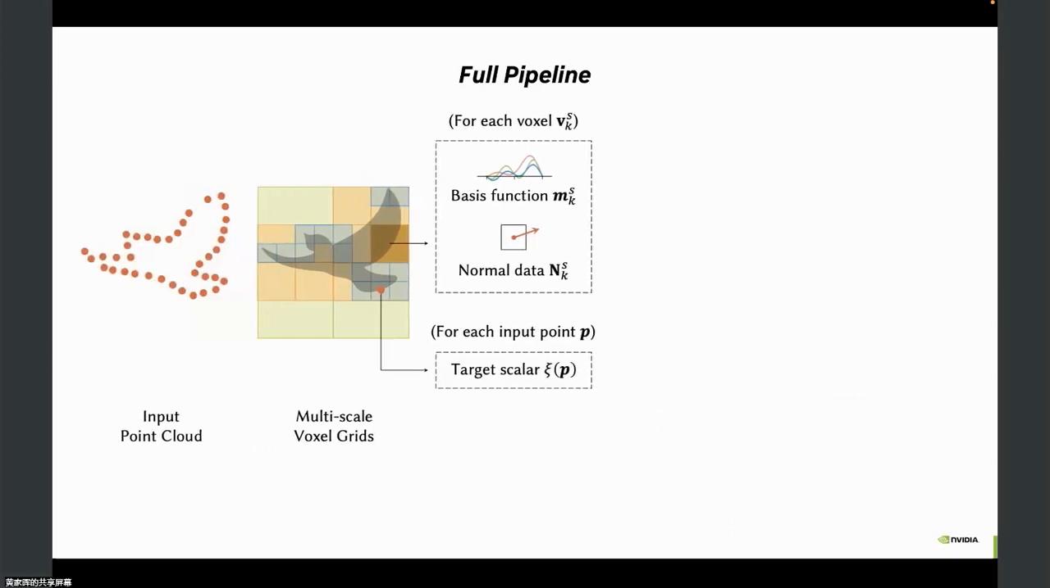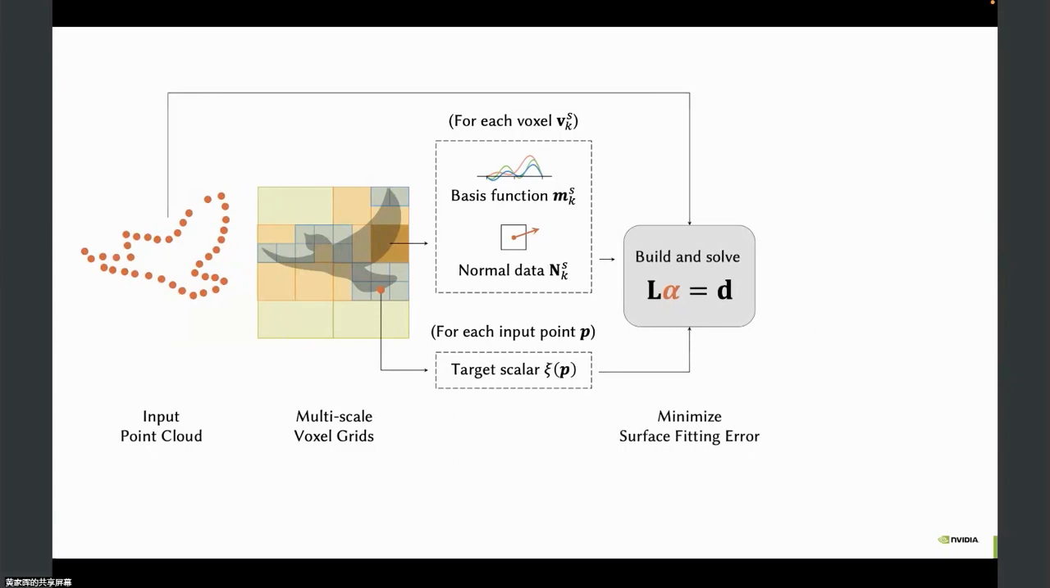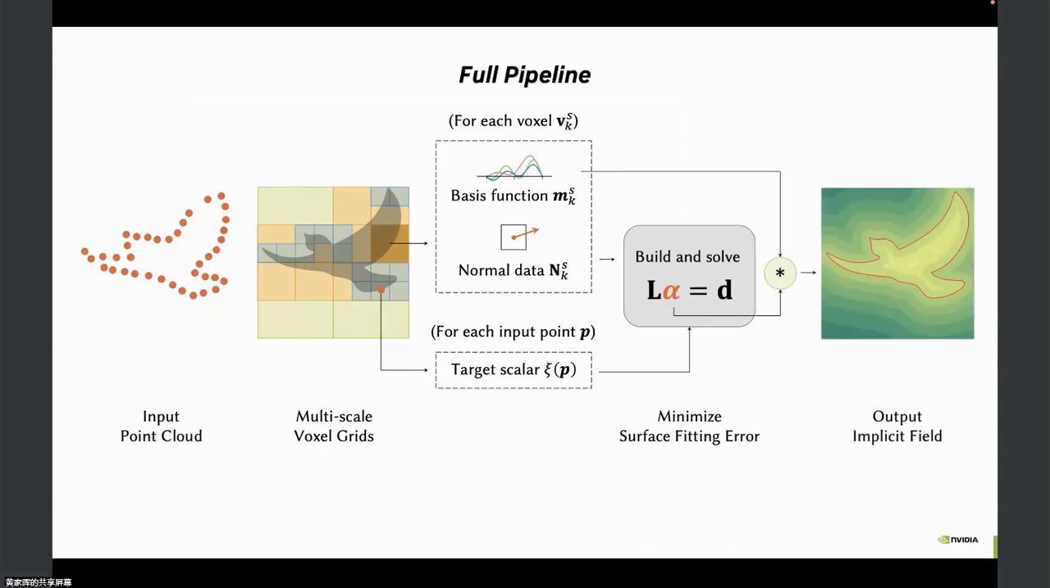By combining all of this information, we could utilize the formulations that I showed in the previous slides to build and solve this L alpha equals D linear system to minimize the surface fitting error, which would just minimize the energy function that I mentioned earlier. So finally, we utilize the solved coefficients alpha and the basis functions to form the final output implicit field, which looks like this.